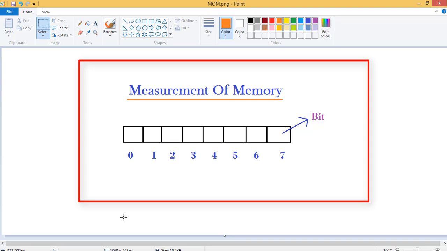Here you can see the total number of cells is 8, but the memory index starts from 0 to 7. Each and every cell is called a bit. In the cells we have bits, zeros and ones. Here you can see 8 bits, but it starts from 0 and ends with 7. The total number of bits is 8, so 8 bits is nothing but 1 byte.